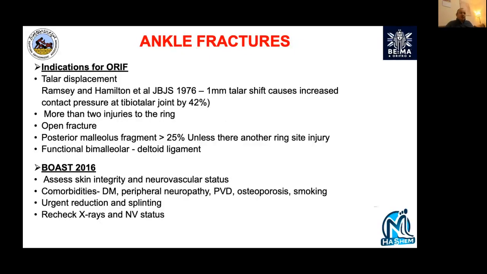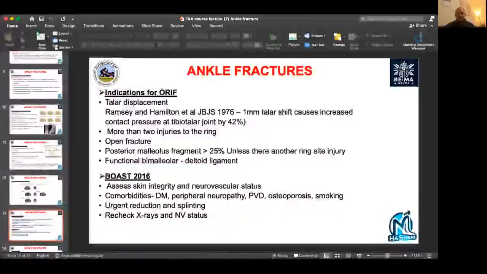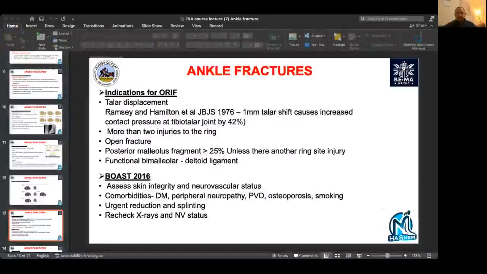So when will you fix your ankle? You find a lot of debates in the trauma meetings and handovers about whether we should be fixing this ankle or not. So if you're looking into open reduction internal fixation indications, let me just check if you have any questions before I go. Okay, that's good.